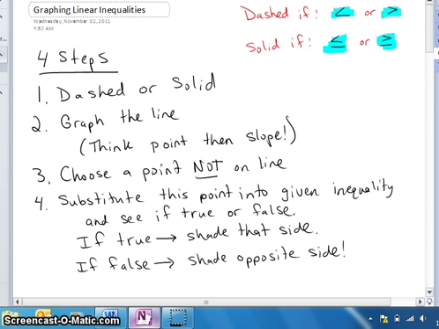Then you're going to substitute that point into your inequality and see if it's true or false. If it's true, that's the side of the line you're shading. If it's false, you're shading the other side. Alright, let's look at some problems and try to do some.